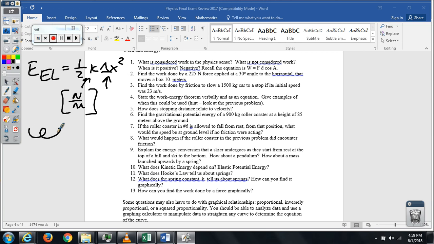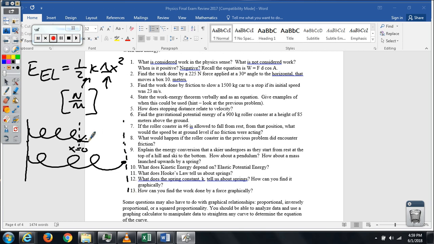So if this is the normal length of a spring, then this is x equals 0. And I take that same spring and I stretch it to this new location. And this is delta x. All right? It's the amount of stretch. So you can store energy in the form of elastic potential by knowing what the spring constant is and knowing how much the spring has been stretched.